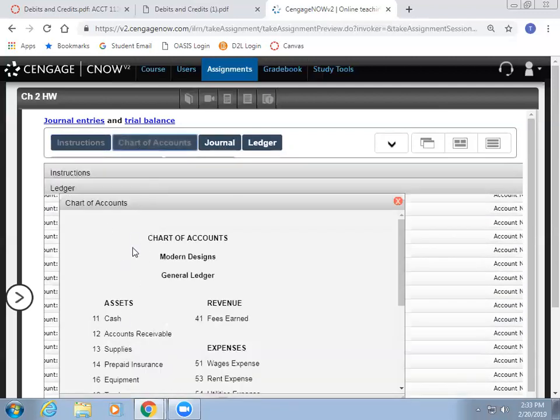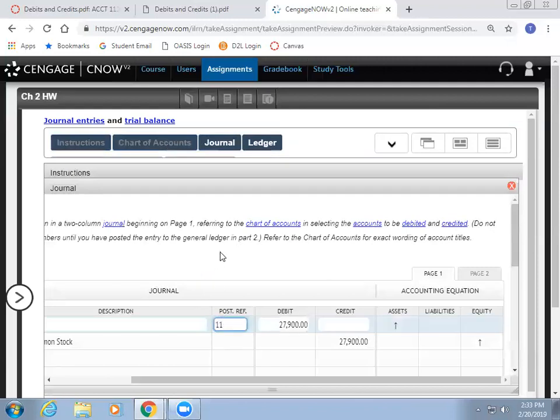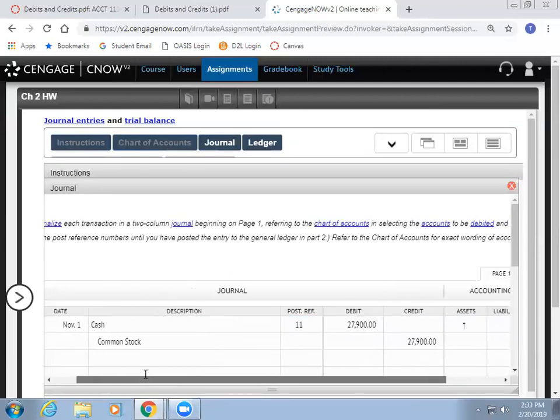And you can always refer back to your chart of accounts to know what to debit and credit. Cash is 11. So on my journal, I put in 11 because it came from account number 11. So your post reference on the journal is always the account number, and then in your ledger, it's always the journal page number. You're just creating a cross-reference between the two. You can find the account number in the ledger or in your chart of accounts.